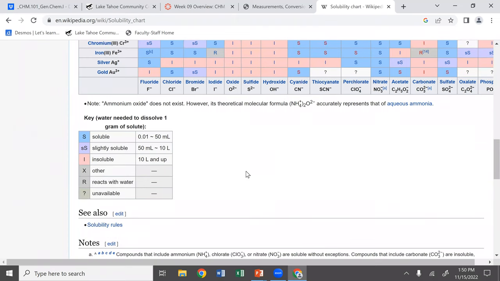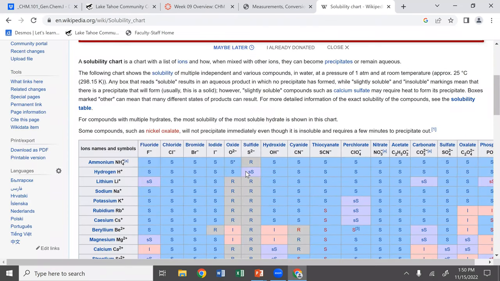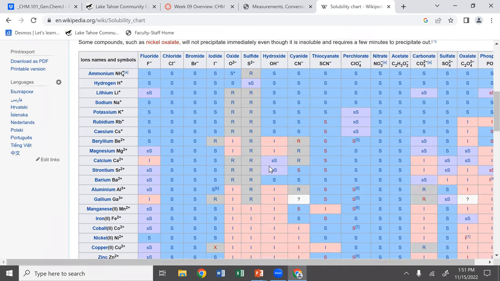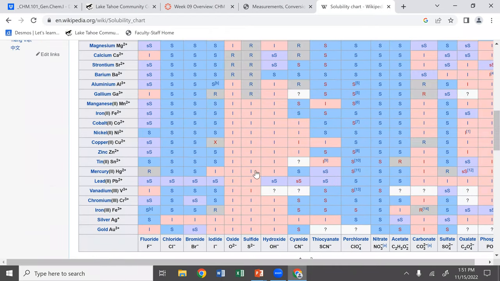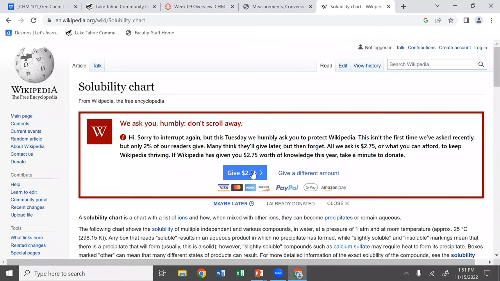R means it reacts with water. So if you try to do this as a precipitation reaction, something weird happens and you get a different reaction, basically a redox reaction or gas evolution, where you're going to instead form some different compound. So basically it means all bets are off.